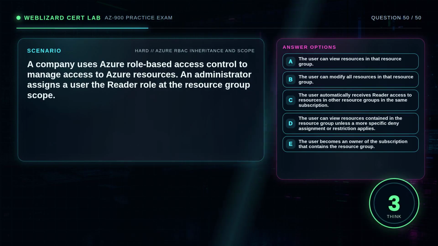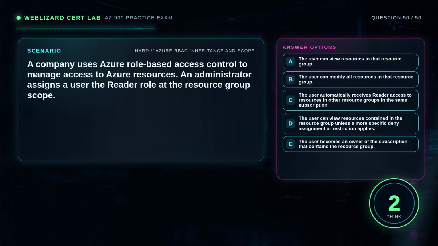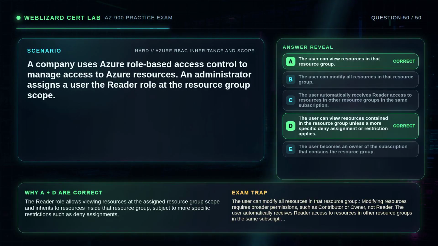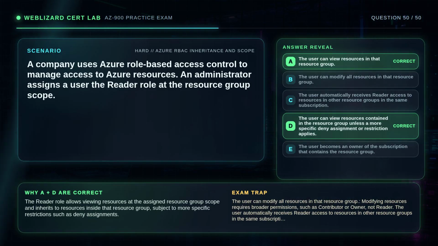resource group. The correct answers are A and D. The user can view resources in that resource group, and the user can view resources contained in the resource group unless a more specific deny assignment or restriction applies. The Reader role allows viewing resources at the assigned resource group scope and inherits to resources inside that resource group, subject to more specific restrictions such as deny assignments.